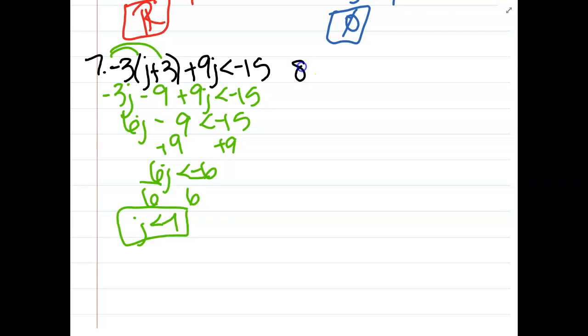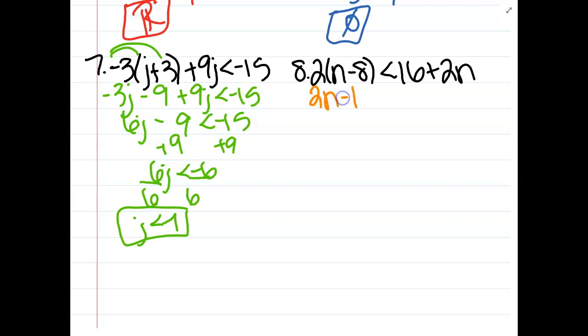Number 8. 2 times the quantity n minus 8 is less than 16 plus 2n. Okay, well first, distribute. So we have 2n minus 16 is less than 16 plus 2n. There's nothing to combine. So what next?